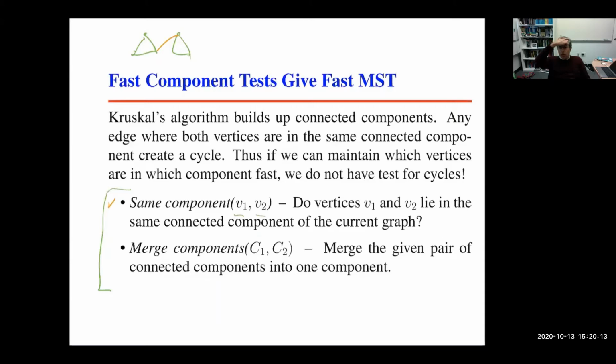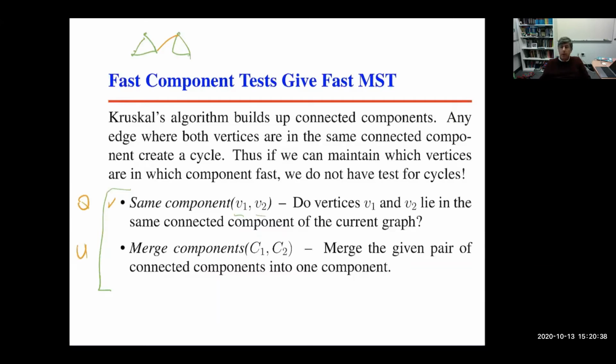But I have to also update, because when I add an edge, suddenly those two components became one. And so it's going to change how hard it is to change the answers of what same component is. So this is like querying my data structure, and this is updating my data structure.